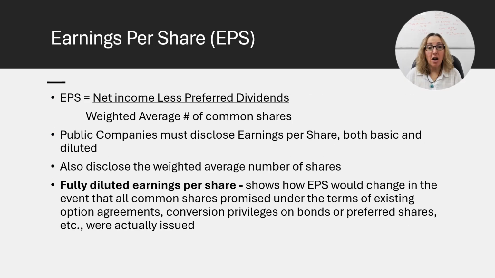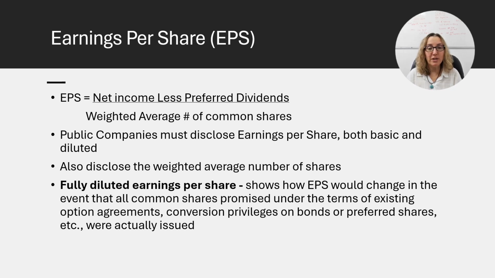The next thing I want to talk about is earnings per share. And the formula is net income minus preferred dividends. And we take out preferred dividends because we want to have the earnings that's available to common shareholders. So net income less preferred dividends, and we divide that by the weighted average number of shares.